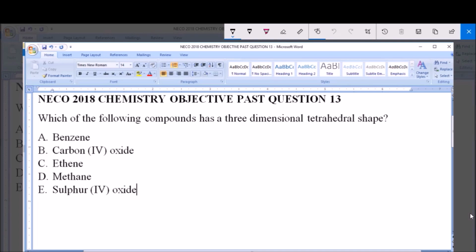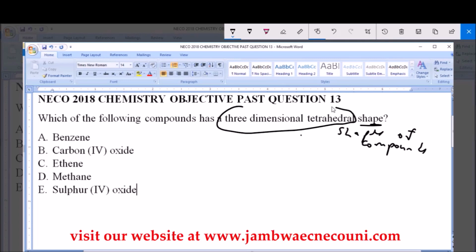Which of the following compounds has a three-dimensional tetrahedral shape? A. Benzene, B. Carbon 4 oxide, C. Ethene, D. Methane, E. Sulfur 4 oxide. So we are looking at shapes of compounds, and we're asked for the one which has a three-dimensional tetrahedral shape.